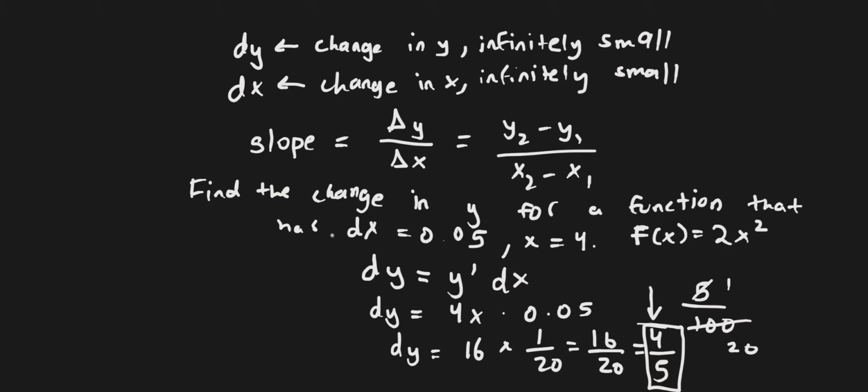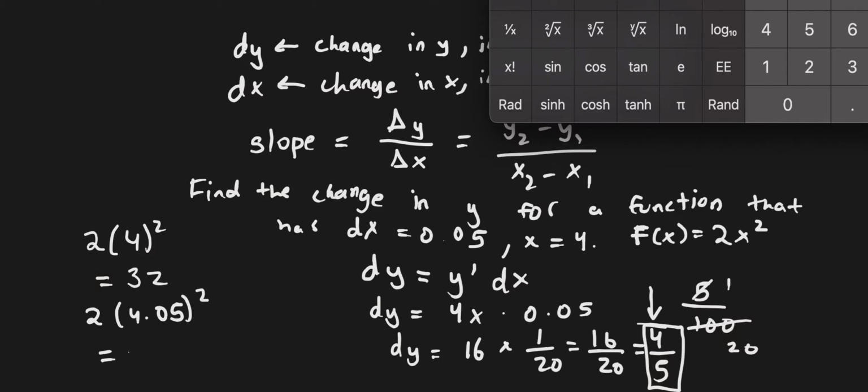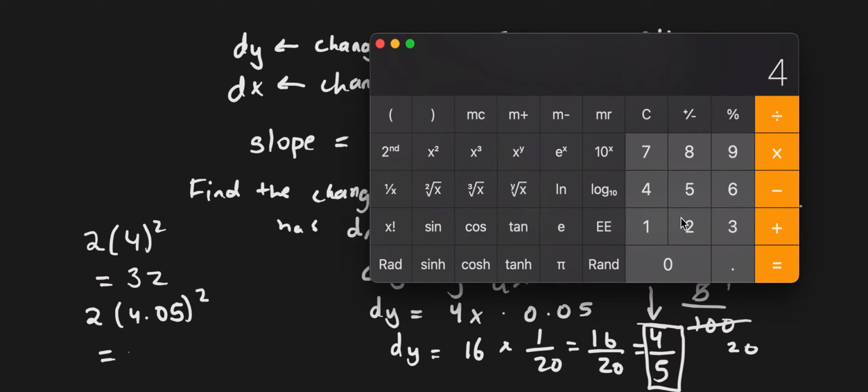Now let's look at the actual change in y. So 2 times 4 squared is equal to 16 times 2, which is 32, and 2 times 4.05 squared is equal to what? So this is a hassle, right? We have to square 4.05. I'm just going to use a calculator. This is why we use an approximation. So 4.05 times 4.05 is going to be equal to 16.4025, and then multiply this by 2.